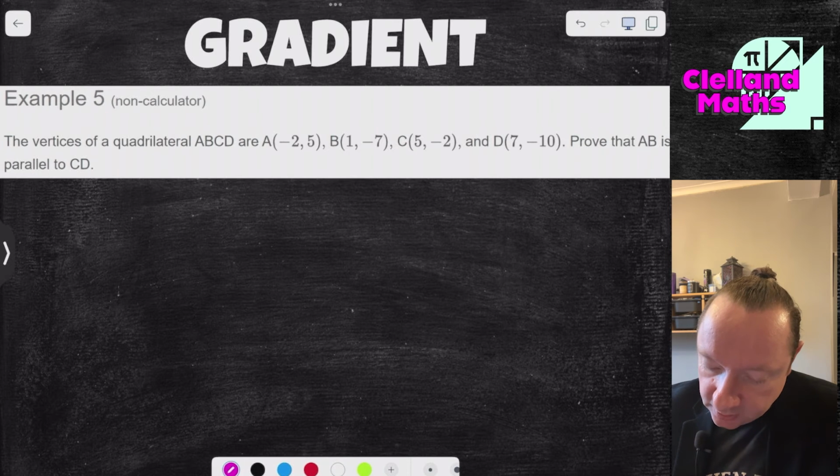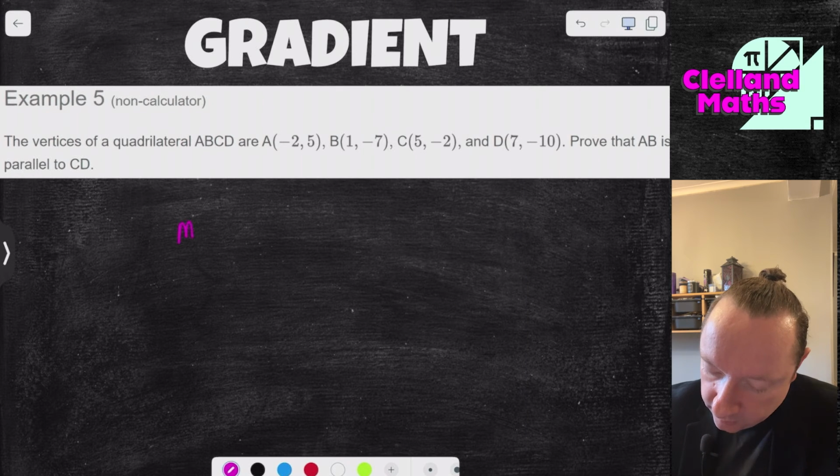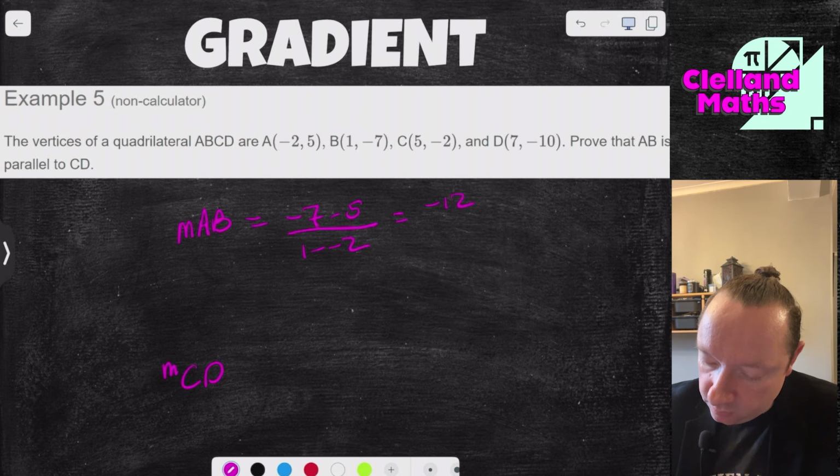Example 5, the vertices of a quadrilateral are given, prove that AB is parallel to CD. Well, we don't even need to draw it out. We're looking at the gradient of AB and the gradient of C to D. So let's do AB first. Minus 7 minus 5 over 1 minus minus 2. Minus 7 minus 5 is minus 12 over 3 is minus 4.